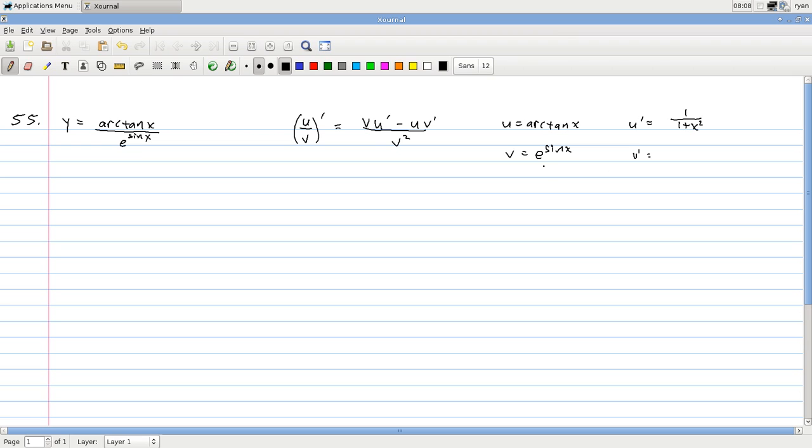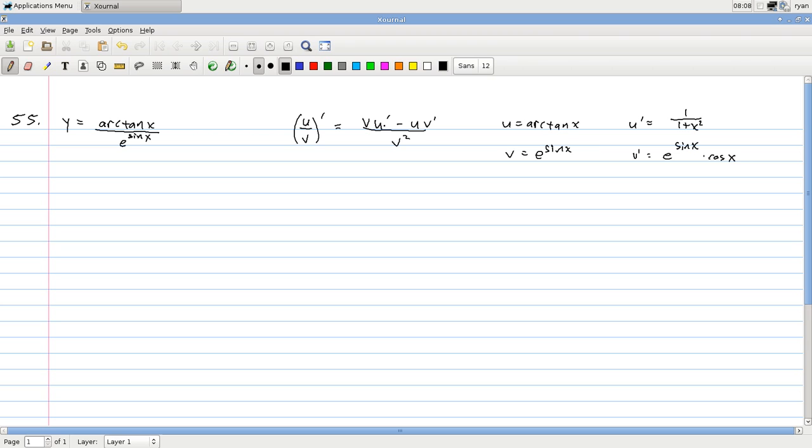V prime, the derivative of e to the sine x. Well, to evaluate this derivative, I see that sine x is the argument of this exponential function. So that says we need to use the chain rule. The derivative of e to the sine x is e to the sine x times the derivative of the exponent, which is cosine x.